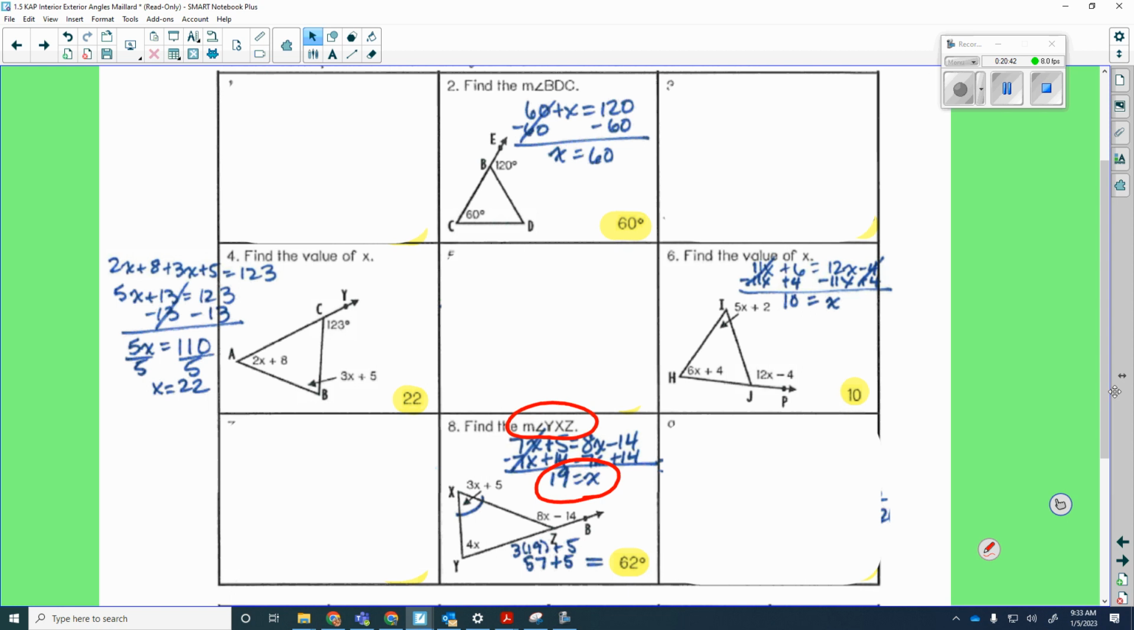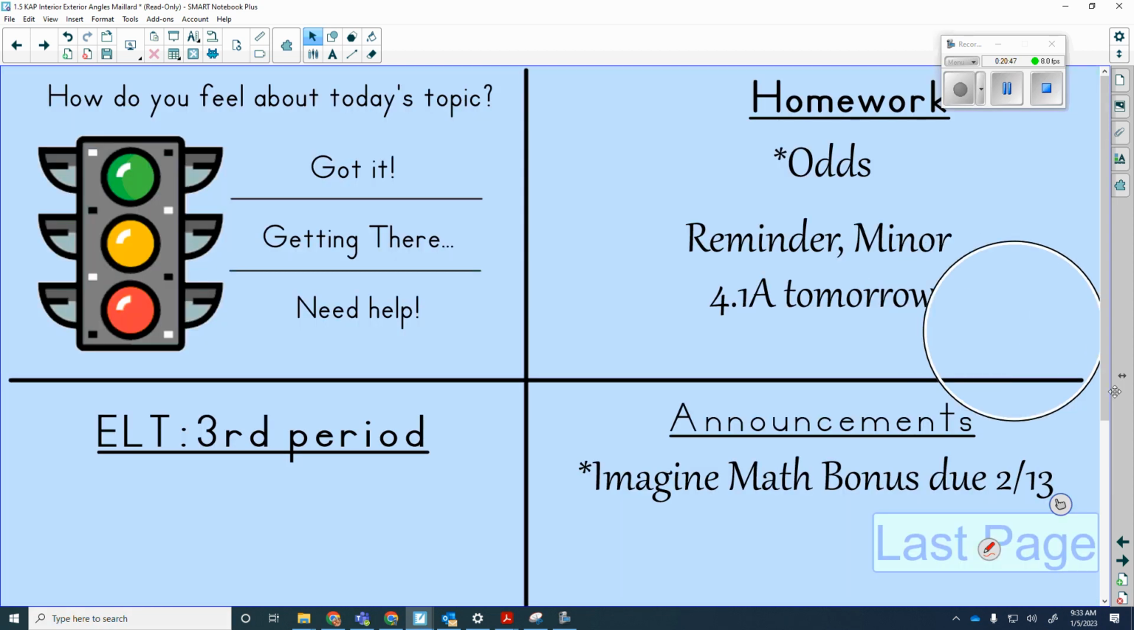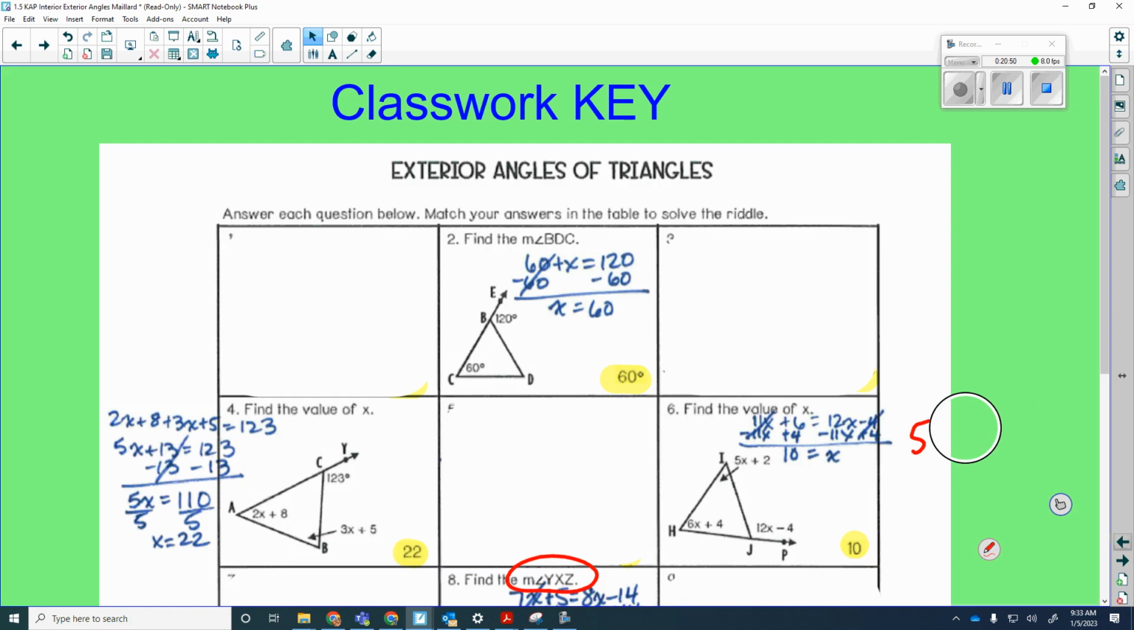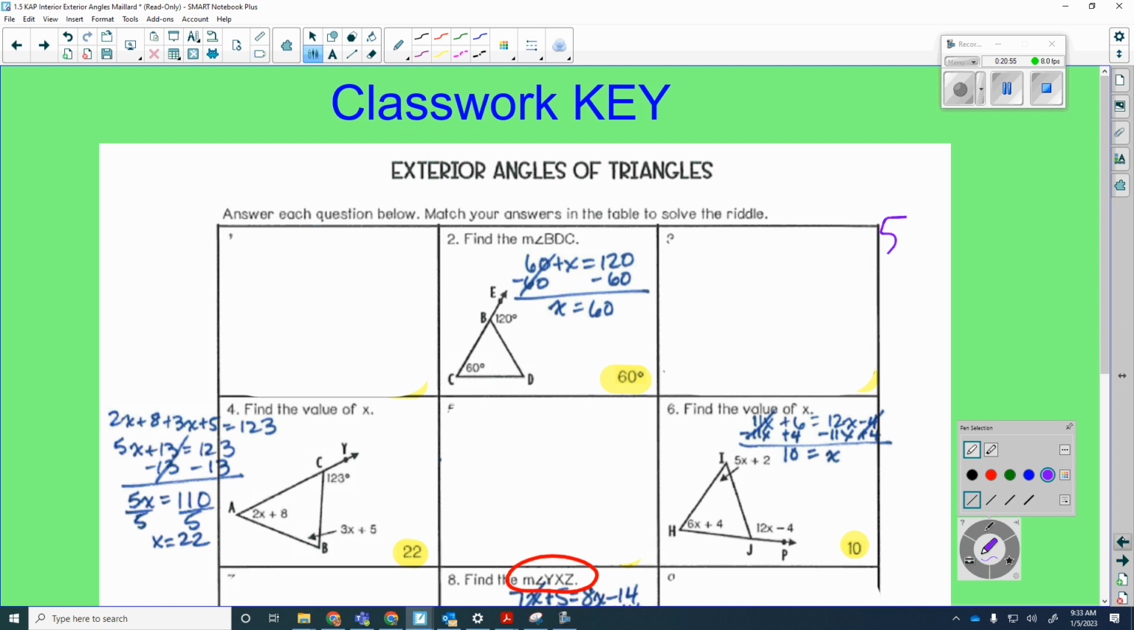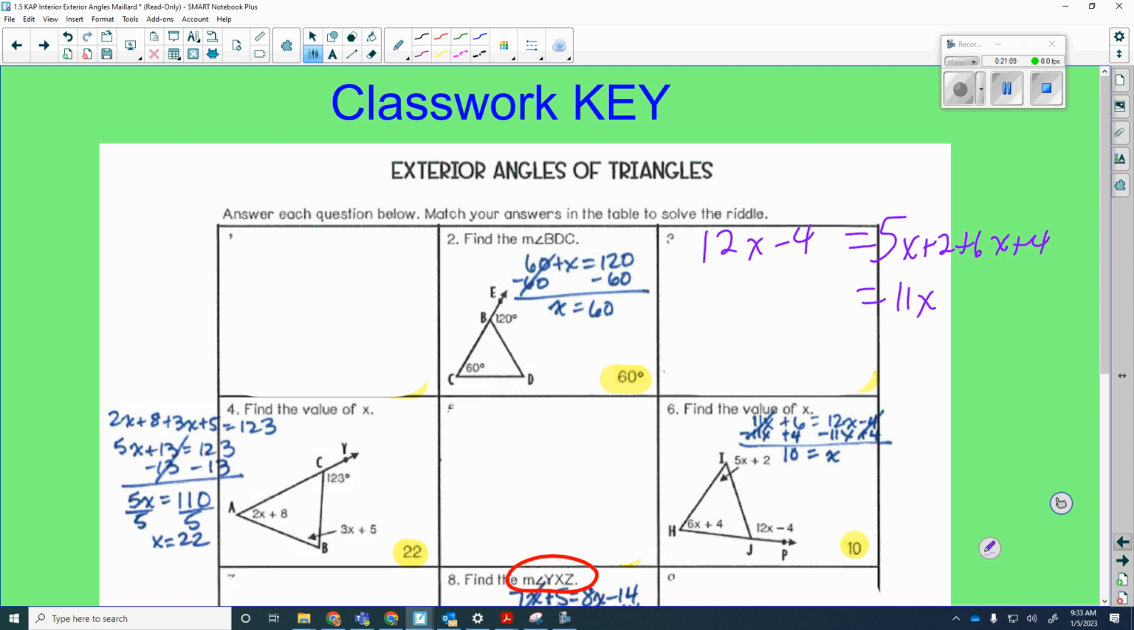Number 6. Number 6, find the value of x. So then that would be 5x plus 2. Okay, 5x plus 2 plus 6x plus 4 equals 12x minus 4. So then 5x plus 6x would be 11x, plus 2 and a plus 4 is plus 6, 12x minus 4. Then I subtract 11x from both sides, which gives me x. I add 4 to both sides, which gives me 10.